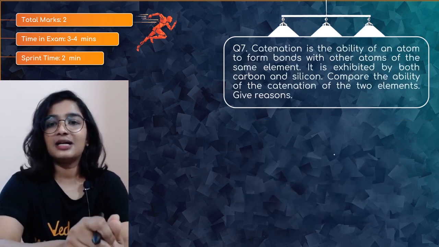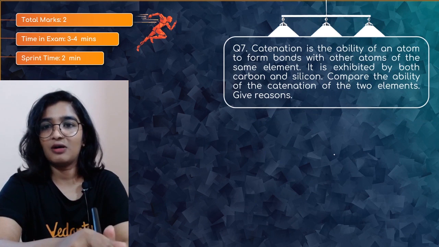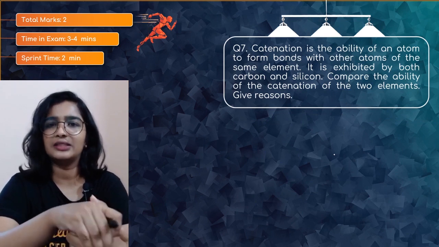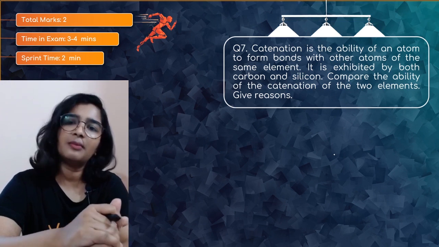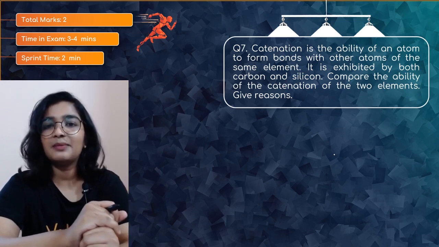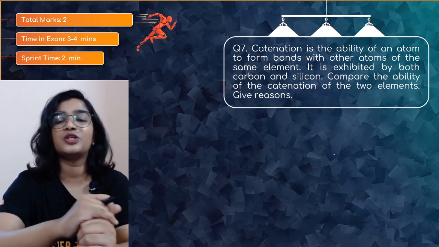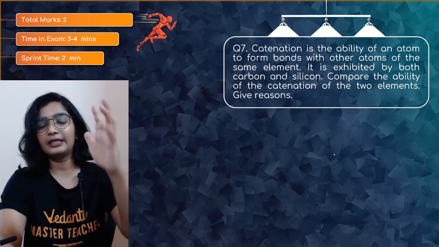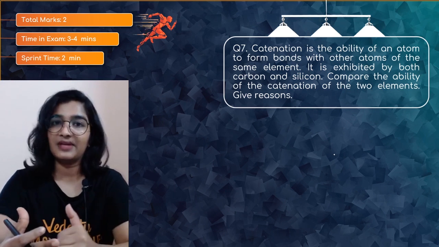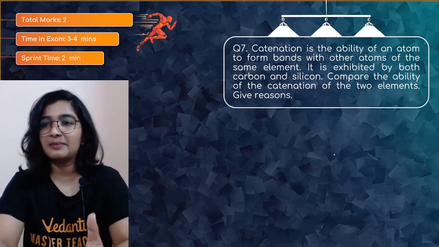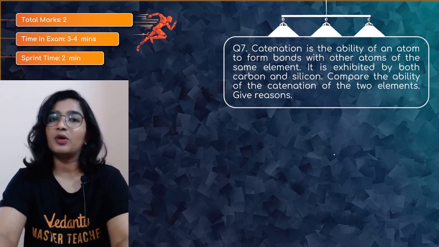Next question is, catenation is the ability of an atom to form bonds with other atoms of the same element. It is exhibited by both carbon and silicon. Compare the ability of catenation of the 2 elements. Give reasons. Very good. So one thing is, when it comes to bonds, stability is very important. The more stable the bond is, the less reactive the compound will be.